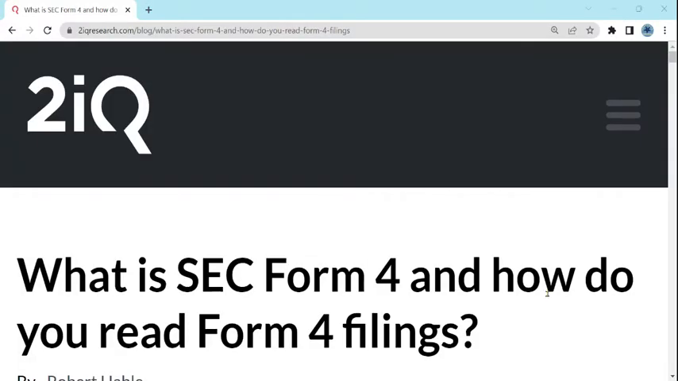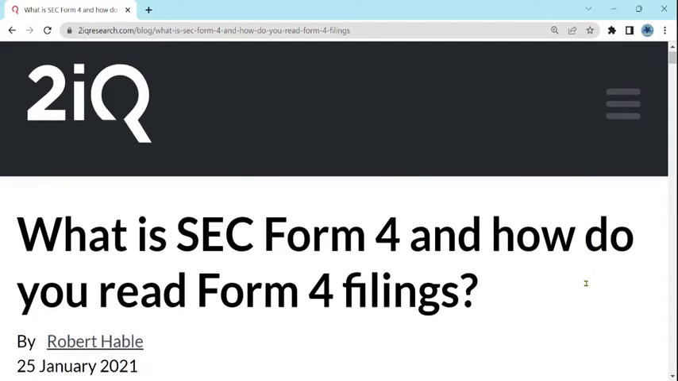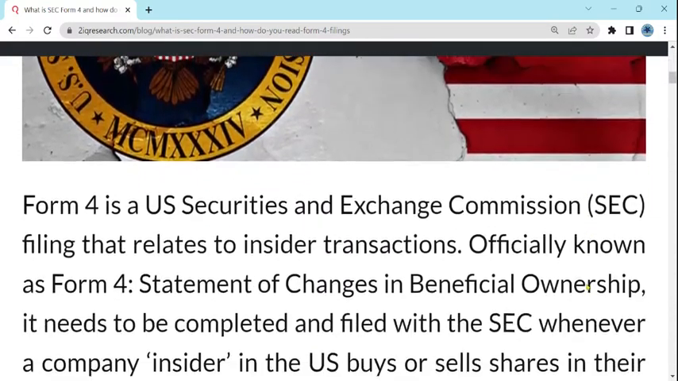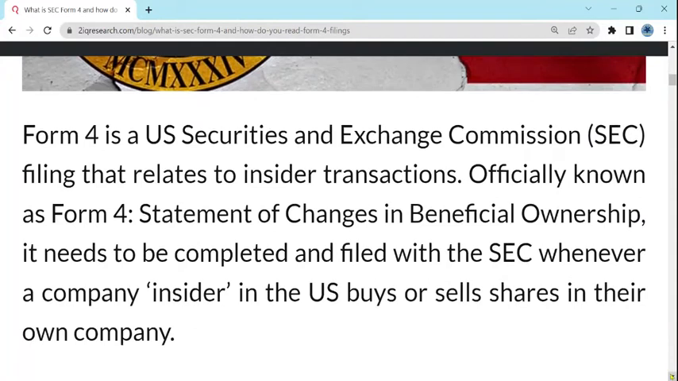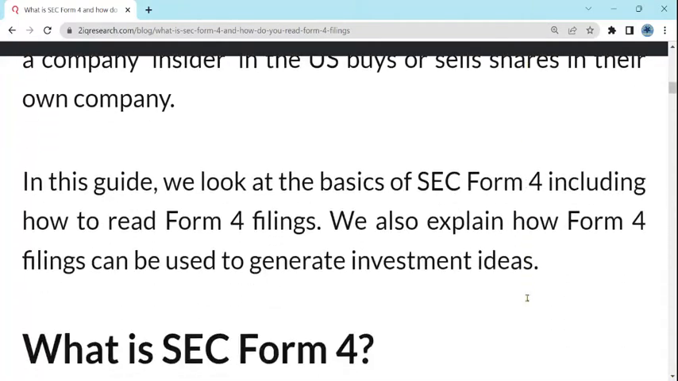Form 4 is a U.S. Securities and Exchange Commission (SEC) filing that relates to insider transactions. Officially known as Form 4, Statement of Changes in Beneficial Ownership, it needs to be completed and filed with the SEC whenever a company insider in the U.S. buys or sells shares in their own company. In this guide, we look at the basics of SEC Form 4 including how to read Form 4 filings. We also explain how Form 4 filings can be used to generate investment ideas.